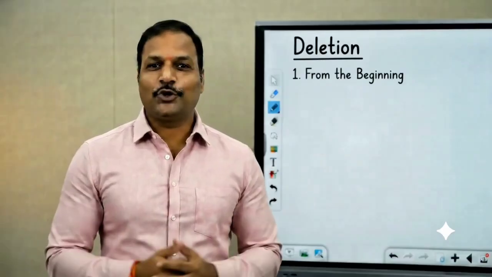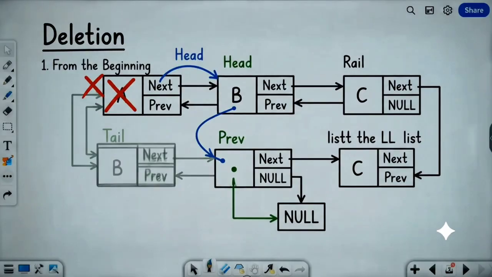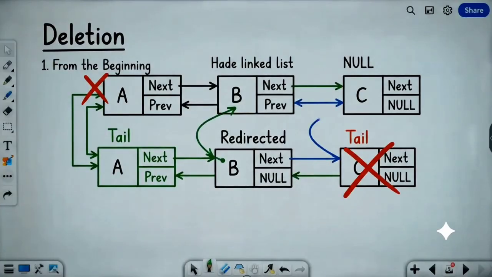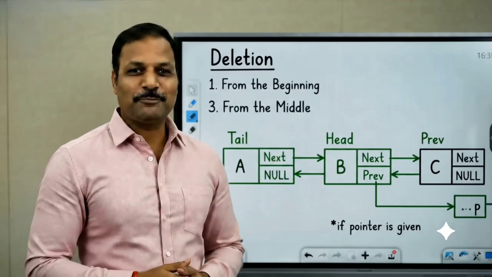Let's look at insertion. We can add a new node between 2 nodes. Next, we just update the previous and next pointers. Finally, we remove from the middle.